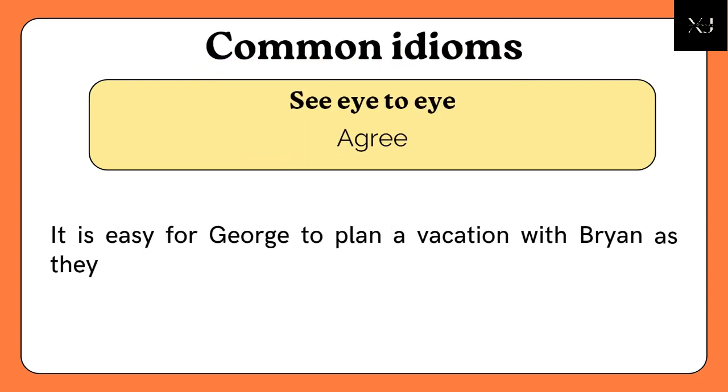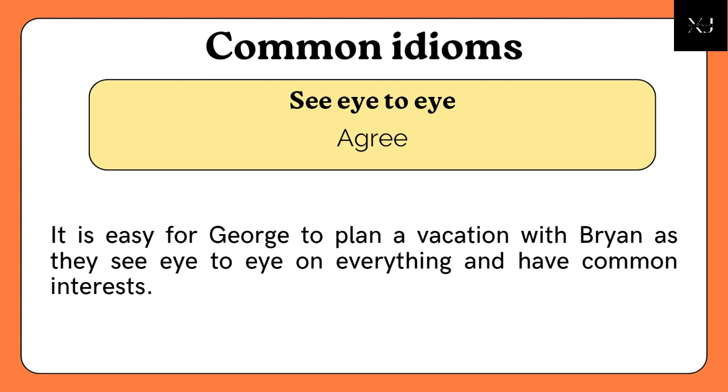Okay, our next idiom would be "see eye to eye." It means to agree with someone, like you have the same opinion as another person. "It is easy for George to plan a vacation with Brian as they see eye to eye on everything and have common interests." It means that because you have common interests with that person, that's why you see eye to eye on everything when you are planning a vacation.